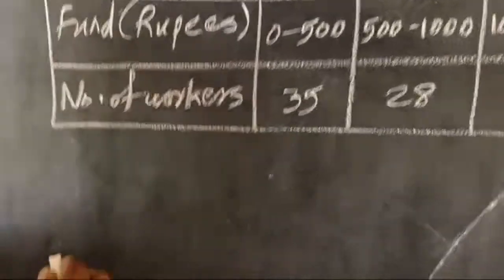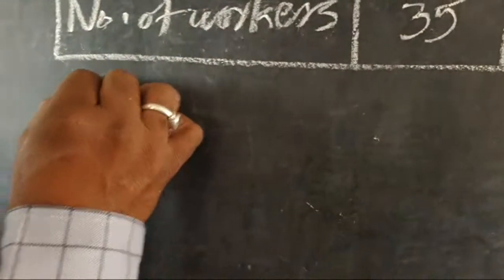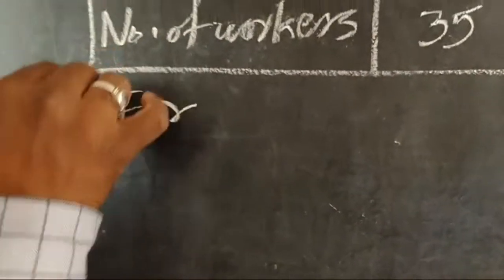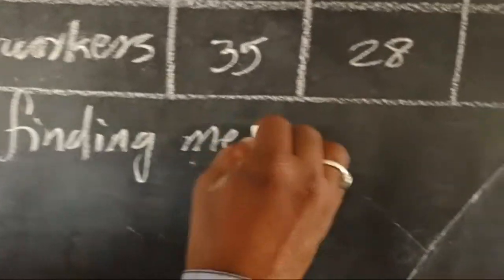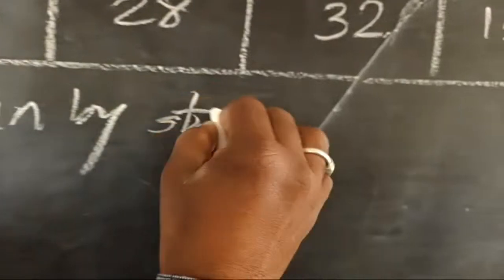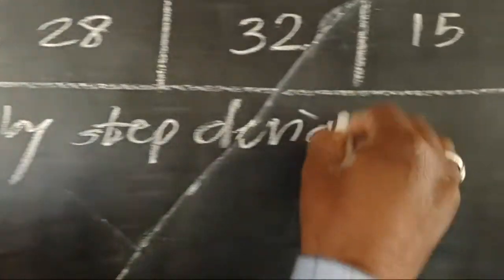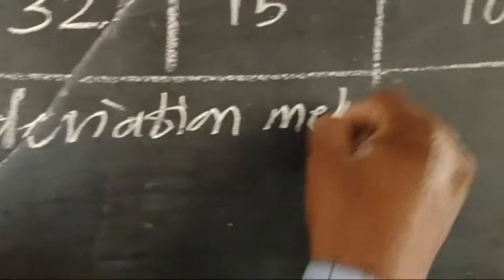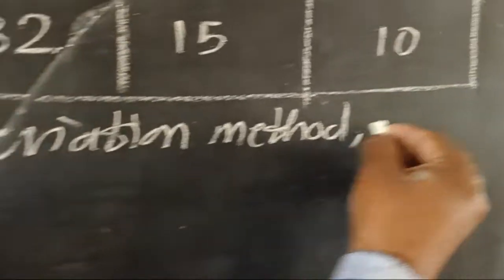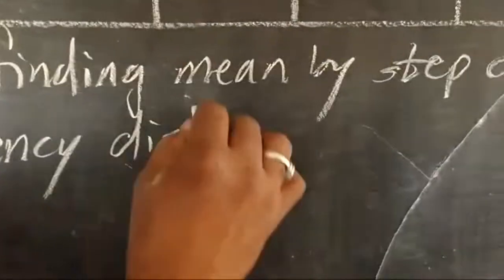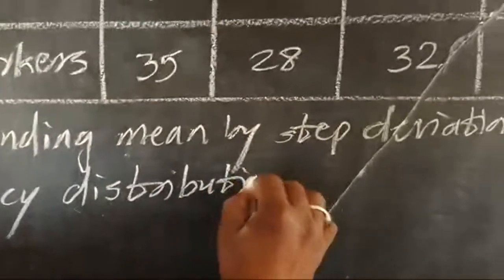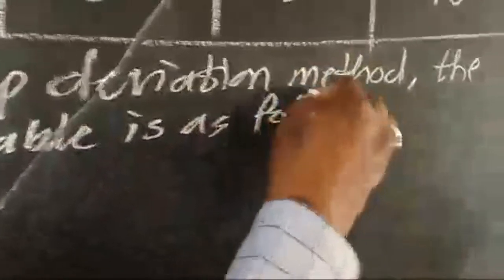For step deviation method, in solution for finding mean by step deviation method, the frequency distribution table is as follows.